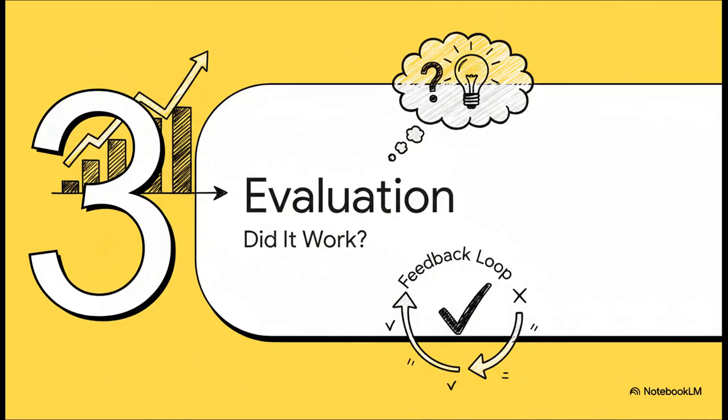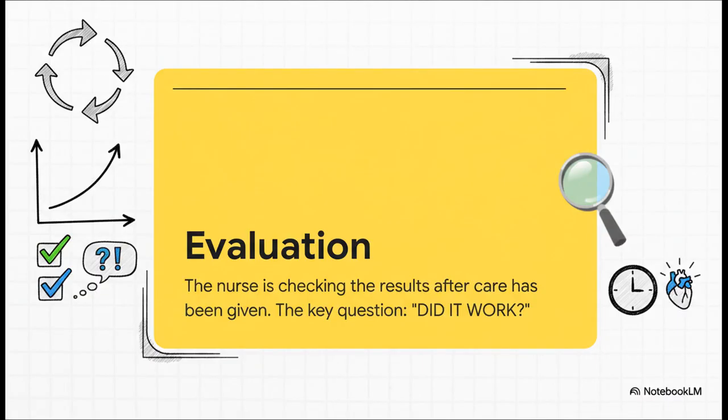Okay, so we've gathered the data, we've named the problem, we've made a plan, and we've taken action. So we're done, right? Not even close. Now comes the most important question of all. Did any of it actually work? This is evaluation. Think of evaluation as the quality control step. You've done something, and now you're circling back to check on the result. Was your intervention effective? Did the patient's condition get better? Did we actually hit the goals we set way back in the planning phase?